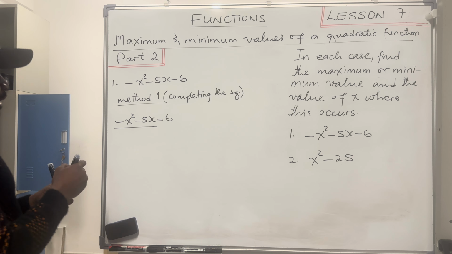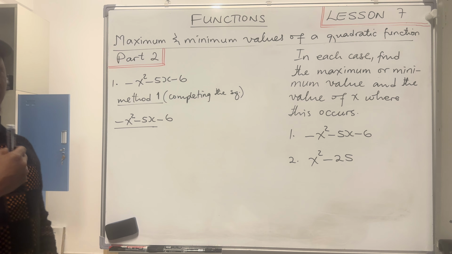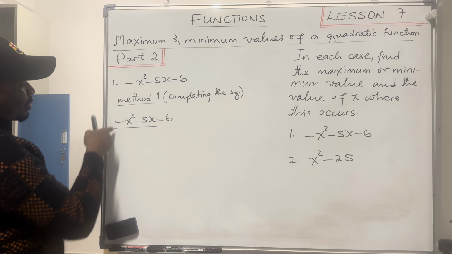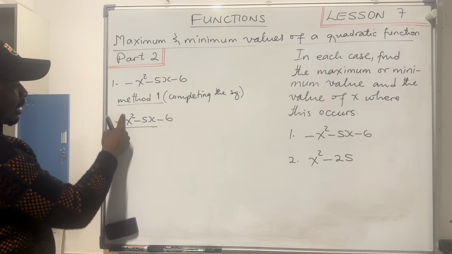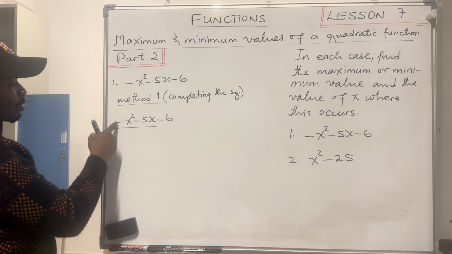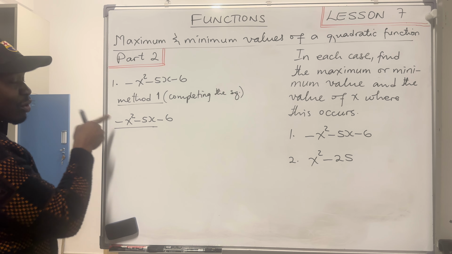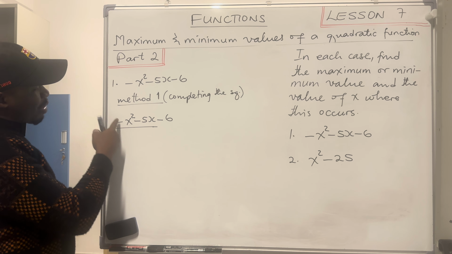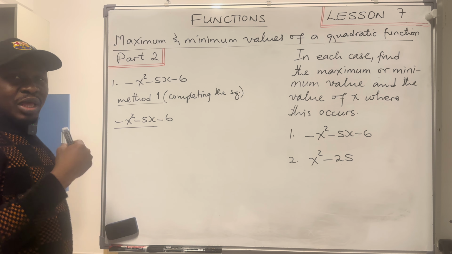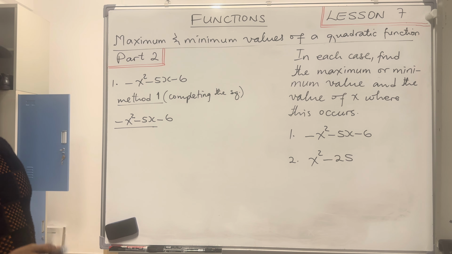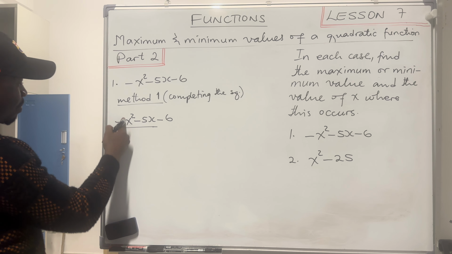Now, when we are trying to complete the square, our first target is for the coefficient of the squared term to be 1. According to mathematics, there is 1 here, but this is not 1 because there is a minus sign. This is minus 1. For us to complete the square, the coefficient of the squared term must be 1. Whatever is there other than 1, we factor it out. So let's factor out minus 1.